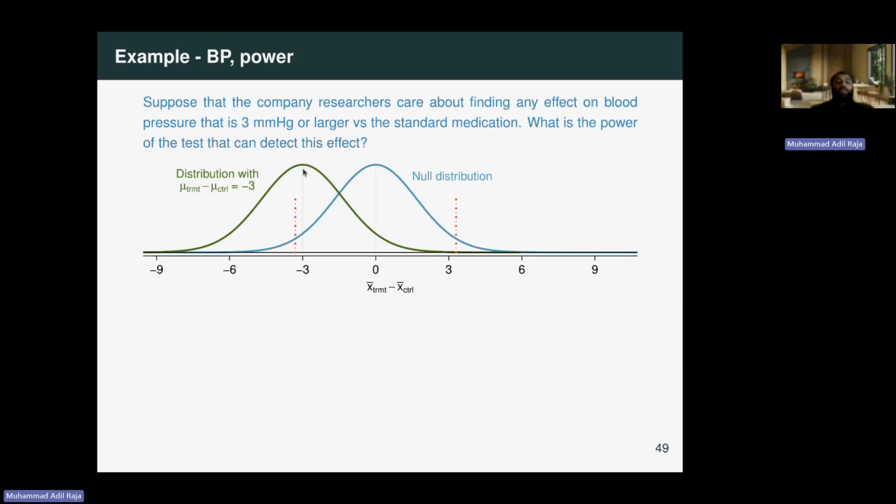So we say that we want to have at least a 3 mmHg effect. We draw the same distribution as the null distribution over here, but it is centered at -3. So its mean, in other words, is -3. Remember that the mean of the null distribution is at 0, because it says there is no difference between the control and the treatment group. Since the effect is -3, we draw the same distribution over here, and it has this effect.